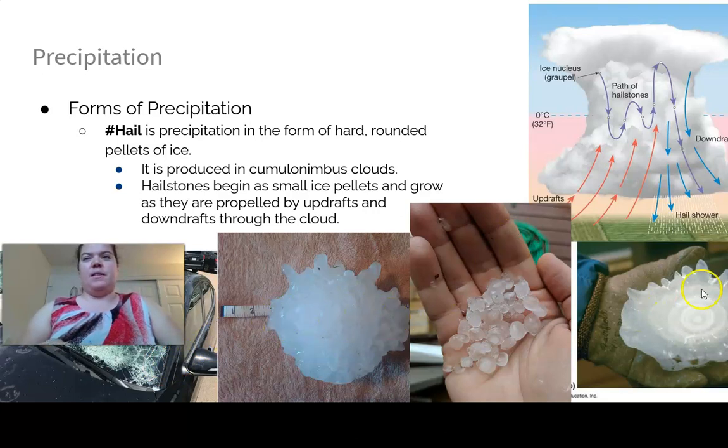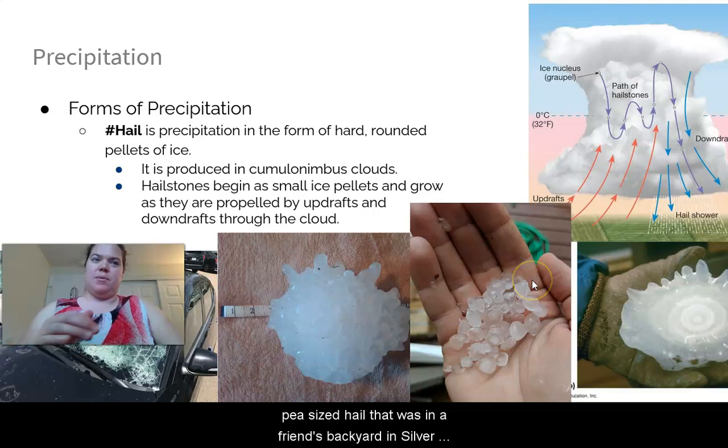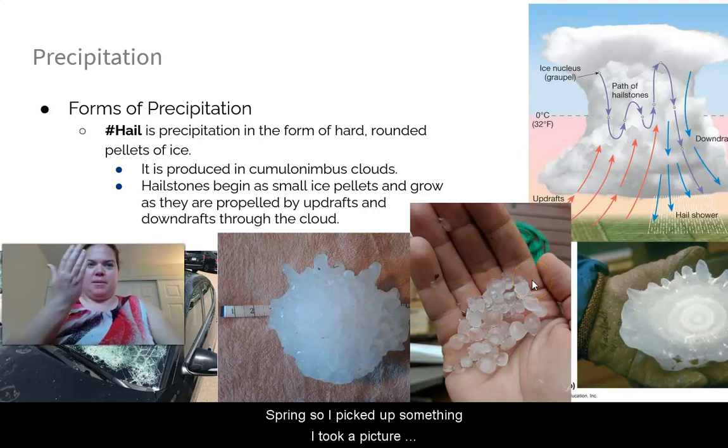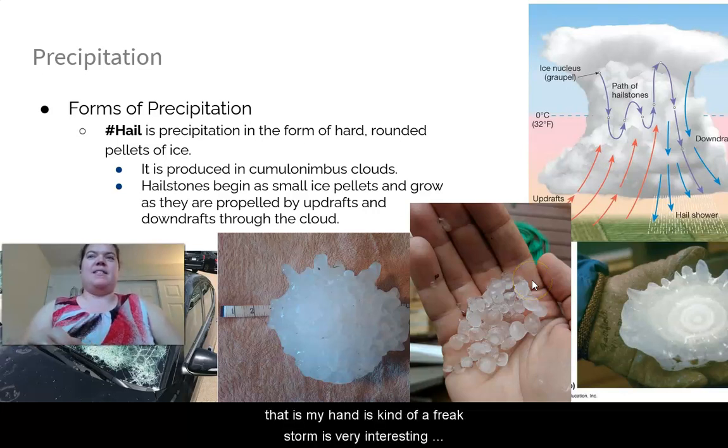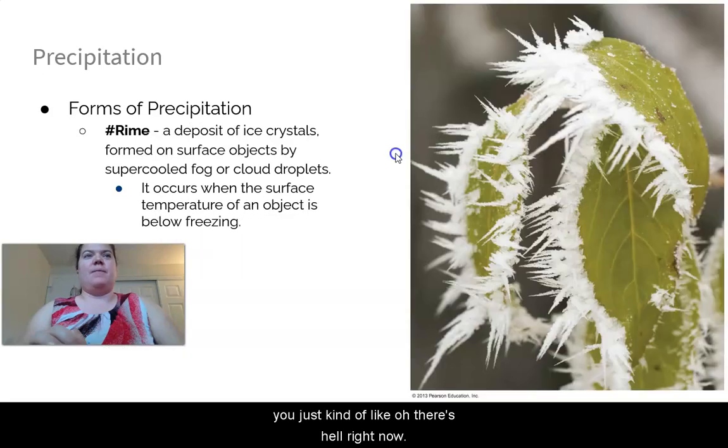And then this one is the one in the textbook. You can see the youngest part of the hail is in the middle. Literally, you can see the ice pellet there. And then the supercooled water on the outside of that. This is some pea-sized hail that was in a friend's backyard in Silver Spring. So I picked up some, I took a picture. That is my hand. It was kind of a freak storm. It was very interesting to just kind of like, oh, there's hail right now.